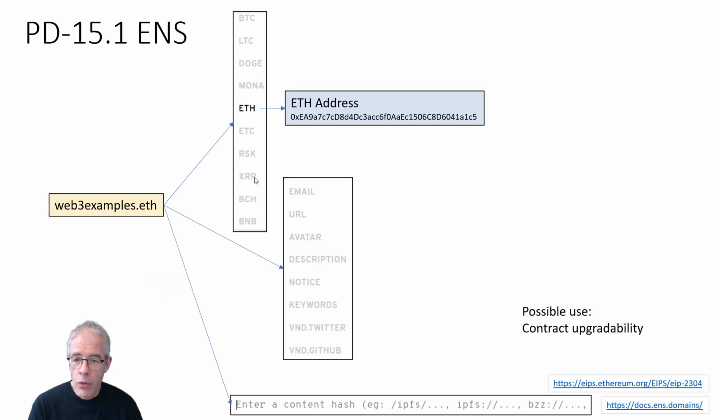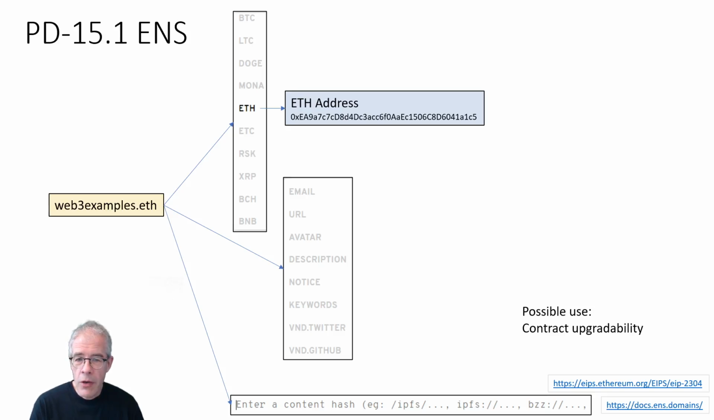You can also connect other types, text types, like an email address or a URL, all kinds of text. By the way, you can also connect multiple coins to it. And the third category is that you can connect content. So, for example, IPFS pages. So that's also pretty useful. We see that in the next video.